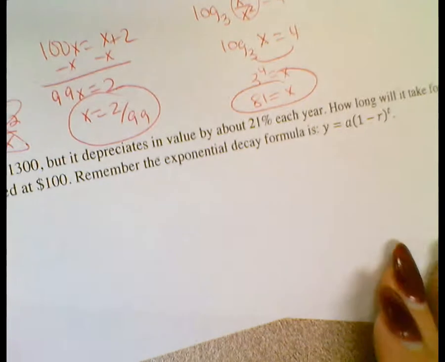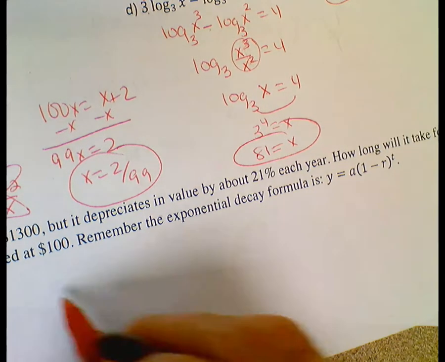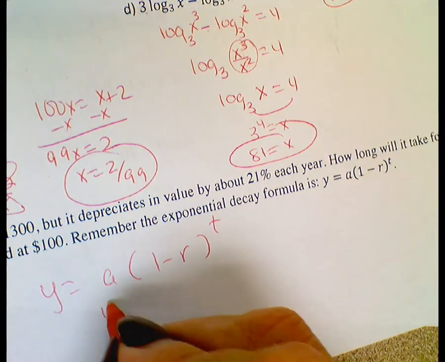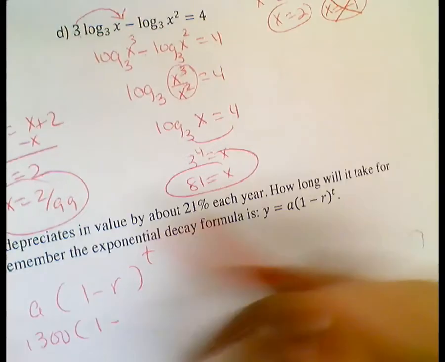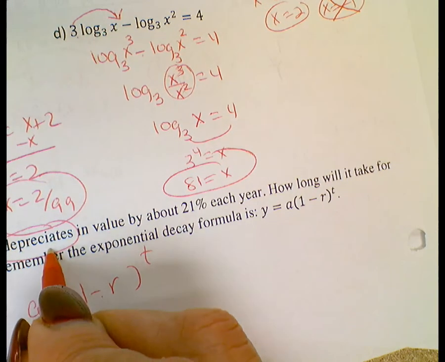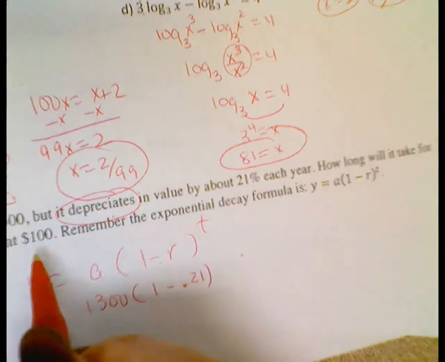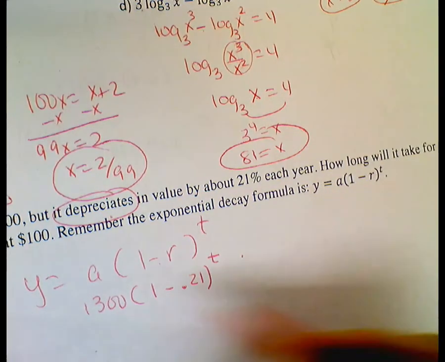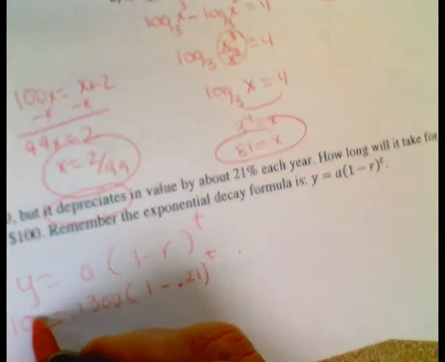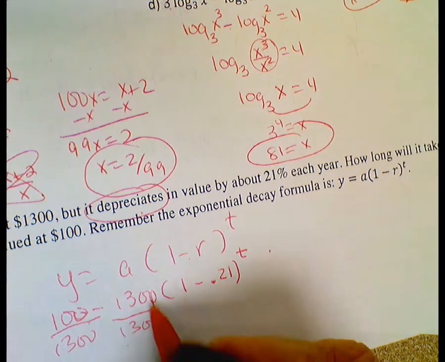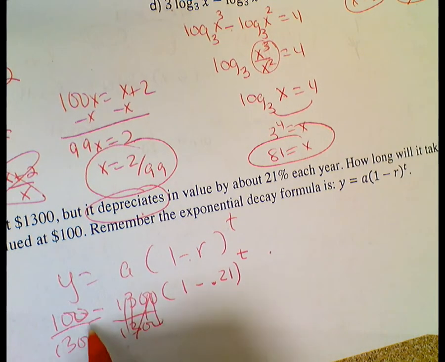Okay, last problem. They want us to use this formula right here. A is the new computer cost. This is the rate that it is depreciating. The reason it's a minus is because it's depreciating at 21%, so change that to a decimal. How long will it take for a computer to be valued at $100? So we don't know what the t is, but when will it cost $100? So divide by 1,300. 100 divided by 1,300, these cancel, and you get 1 divided by 13.